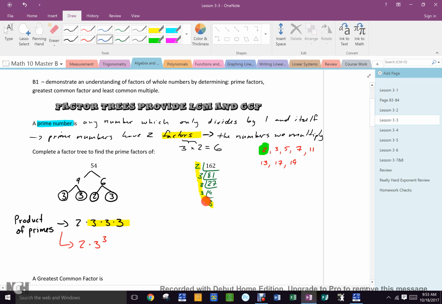Does everybody see that? What is the product of primes here? It's 2 times 3 times 3 times 3 times 3, yes? And how would math guys write that? 2 times 3 to the 4th. Is everybody cool with factor trees?